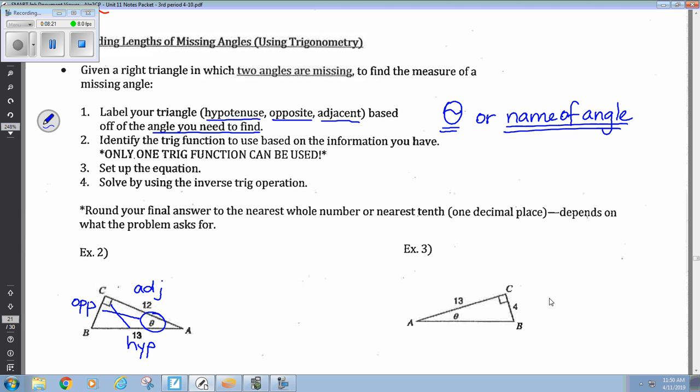Second step, identify the trig function based off of the information you have. Only one trig function can be used. So you have the adjacent and you have a hypotenuse. So this is SOHCAHTOA. We're using SOHCAHTOA rules. Adjacent and hypotenuse lines up with the cosine function.